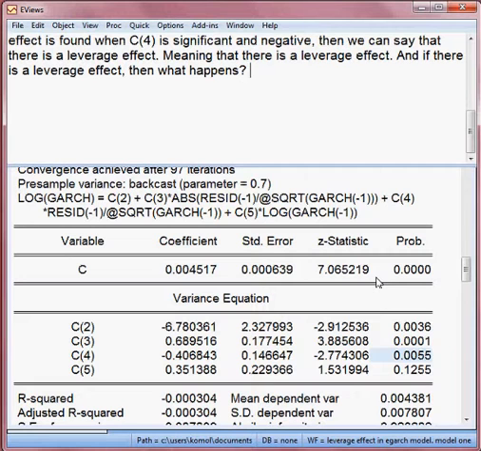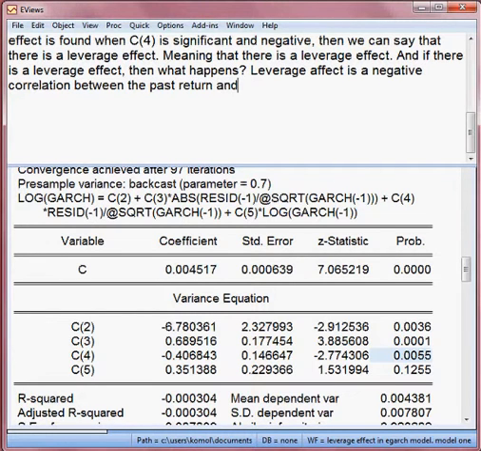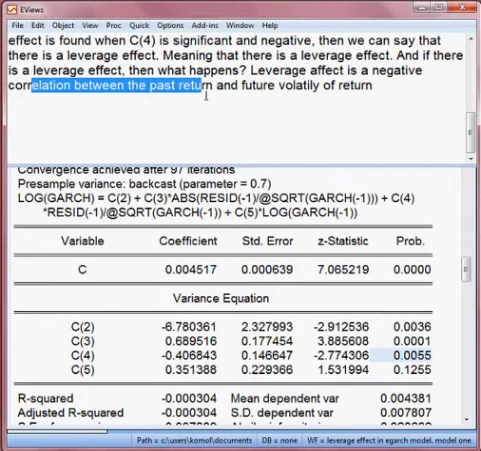It means that the leverage effect is a negative correlation between the past return and future volatility of return. So that is the definition of leverage effect, meaning negative correlation between the past return and future volatility of return.